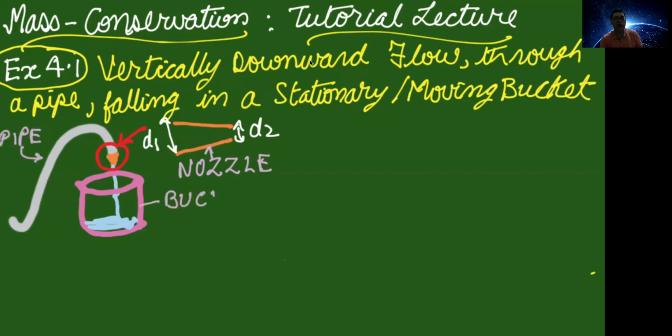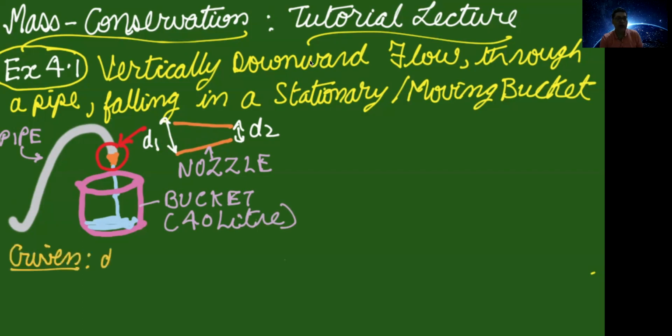This is a pipe, this is a bucket, and the capacity of the bucket is given as 40 liter. And what is given for this problem is the diameter of the pipe, which is 2 centimeter. The exit diameter of the nozzle is 0.8 centimeter. So in the nozzle, the diameter is reducing from 2 centimeter to 0.8 centimeter.